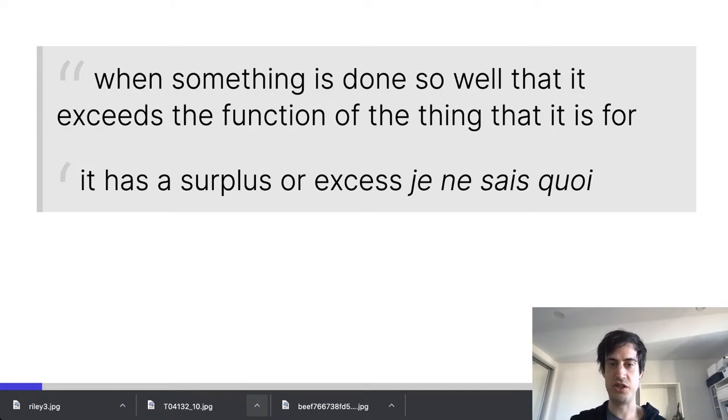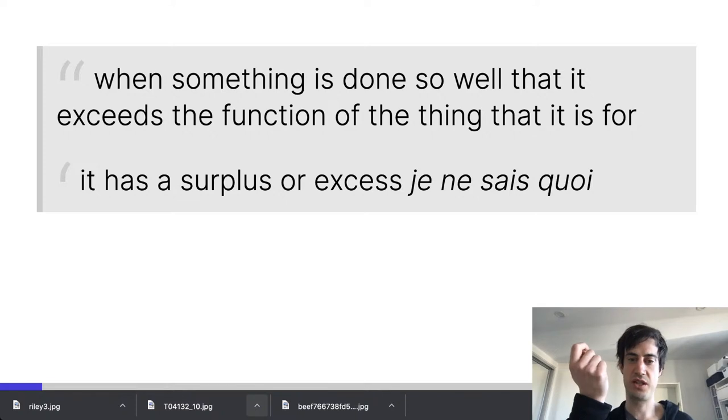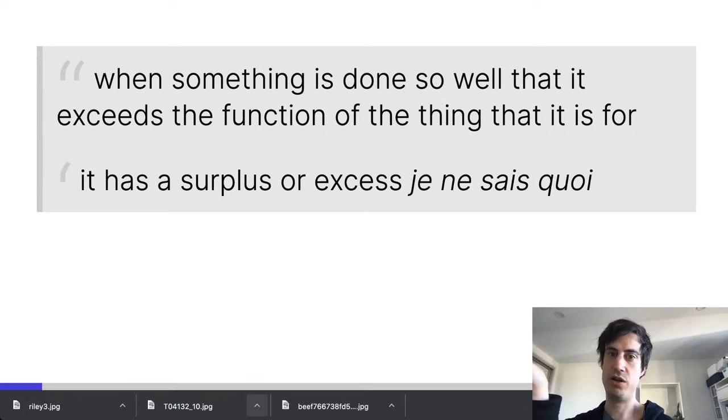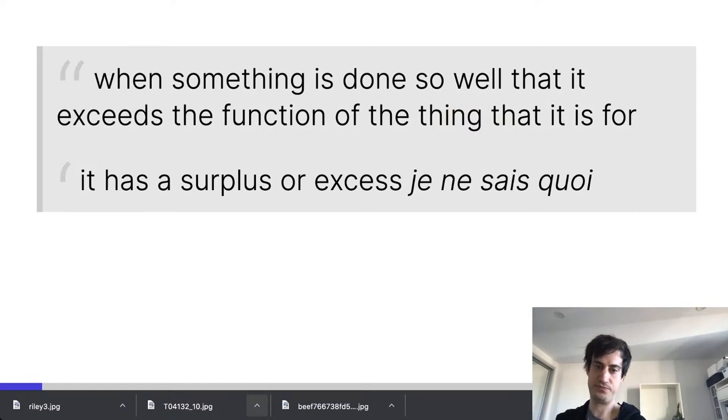These are really great definitions, and so keep them coming while I keep going. So when I say it has a certain surplus or excess, the English language has really struggled to come up with a word that defines this. And so we borrow this word, je ne sais quoi, from the French, and it literally means I don't know what. So it has a quality that we just can't quite put our finger on. But we know it when we see it.